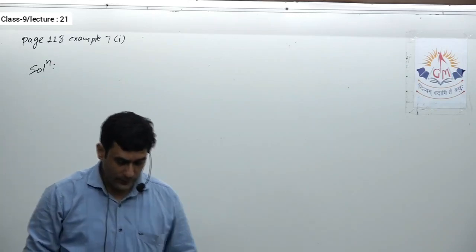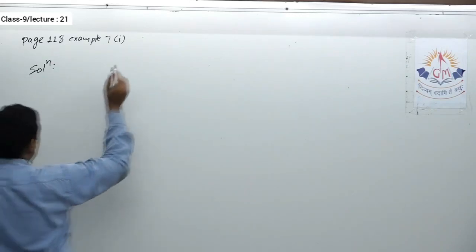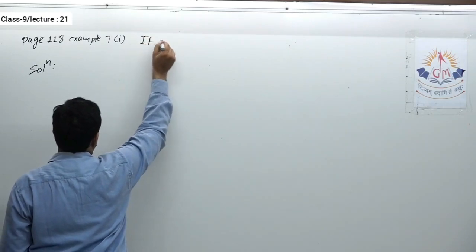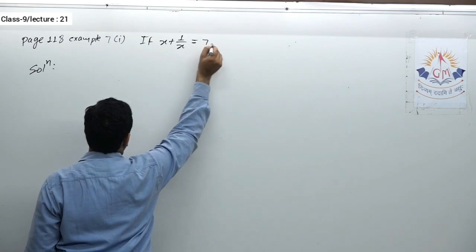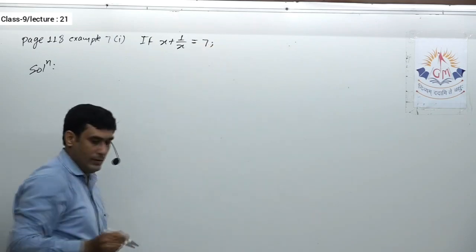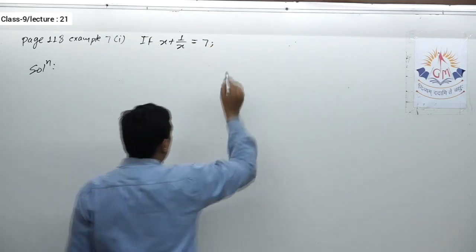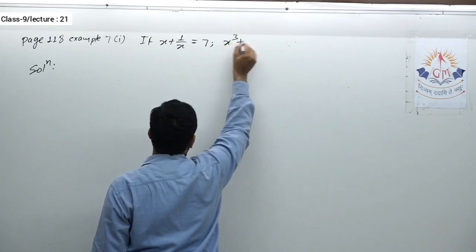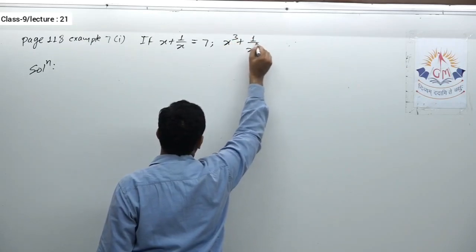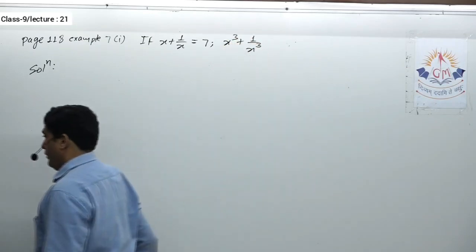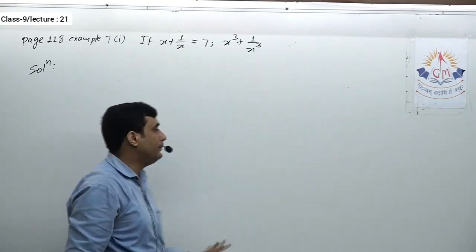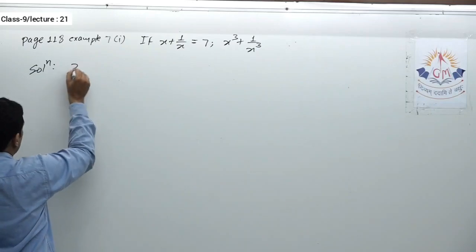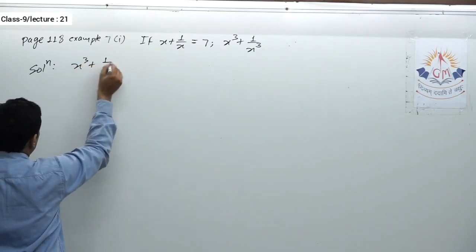x plus 1 upon x equal to 7. If x plus 1 upon x equal to 7, then find the value of x cube plus 1 upon x cube. Again here we have to find the value of a cube plus b cube, so we'll start with that, a cube plus b cube.